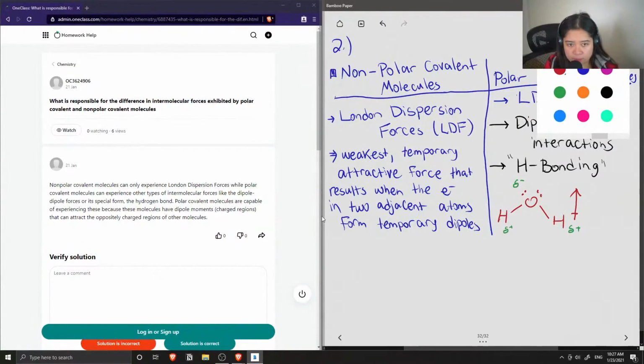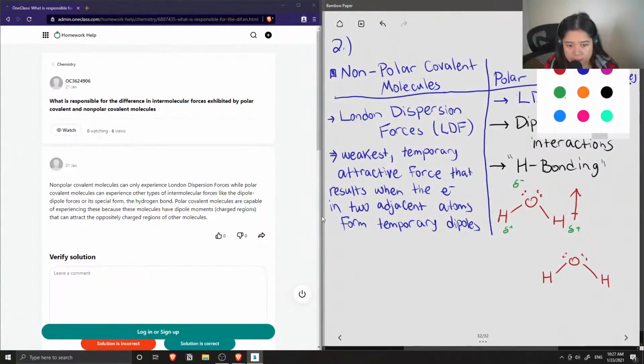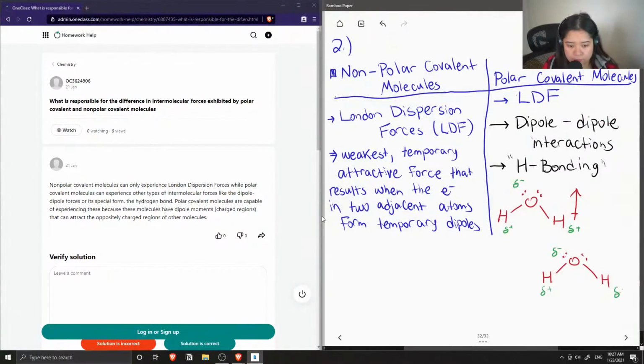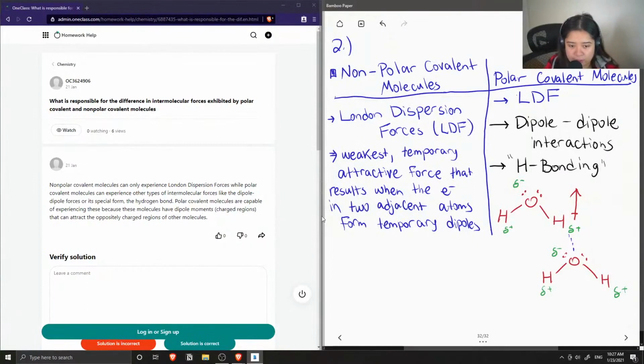So now, if we have another water molecule that's close by, it also has partially positive and partially negative ends. And because of this, the partially negative side from one molecule is attracted to the partially positive side of the other molecule. So this is known as hydrogen bonding.